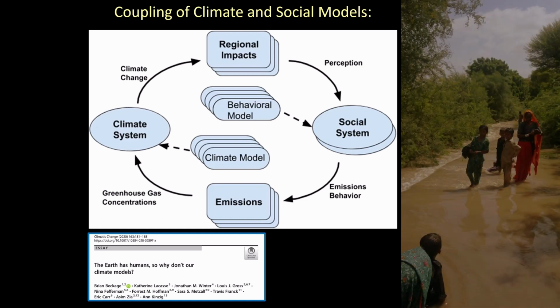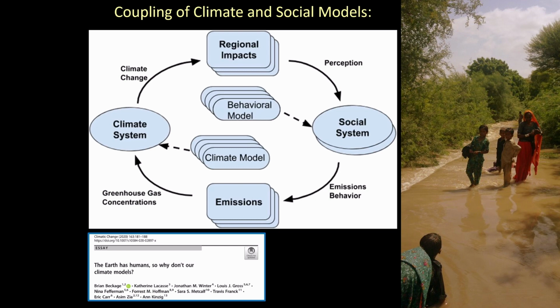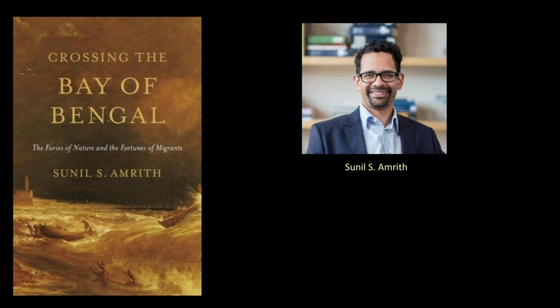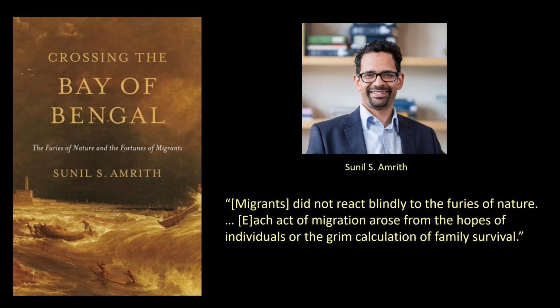An important impact of climate change is its effect on human migration, but the connection between environmental change and migration is complicated, and modeling it requires better representing behavior. The historian Sunil Amrith cautions against simplistic deterministic interpretations of the connections between environmental change and human migration. He writes, "Migrants did not react blindly to the furies of nature. Each act of migration arose from the hopes of individuals or the grim calculation of family survival."